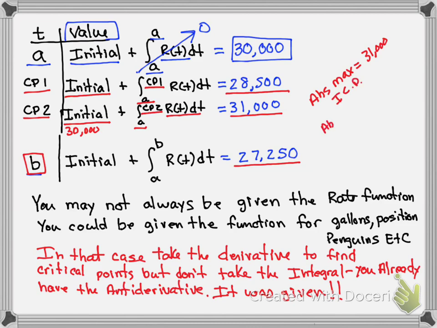Our absolute min would be equal to 27,250, and this time that was an endpoint.